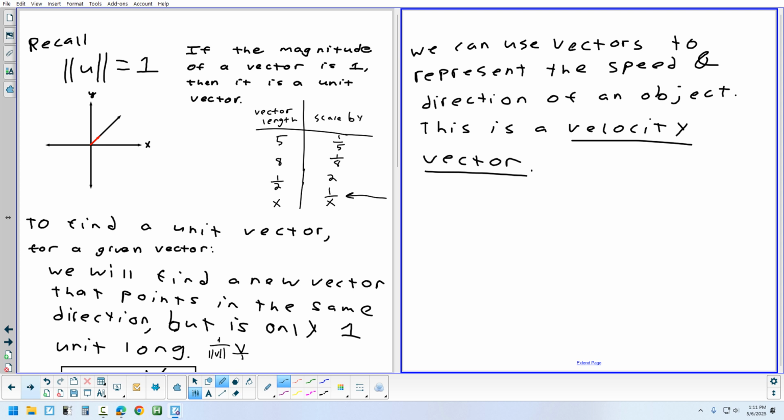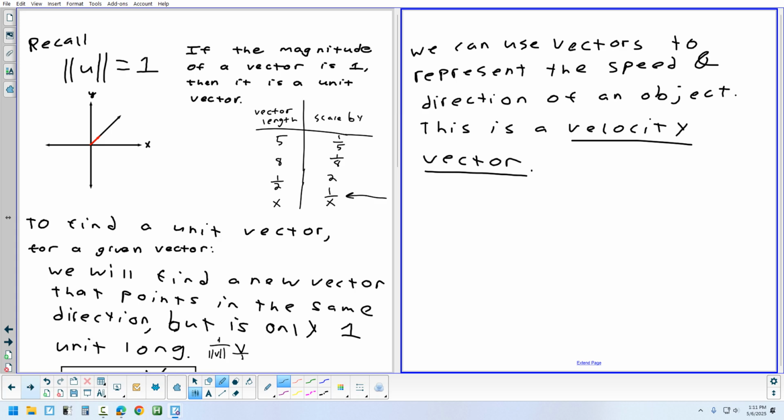All right, so the last question you're going to look at in 5.4 Part 1 is an application to velocity. So what I'm going to be doing is giving you a problem about an object being thrown, and you're going to figure out the vector.